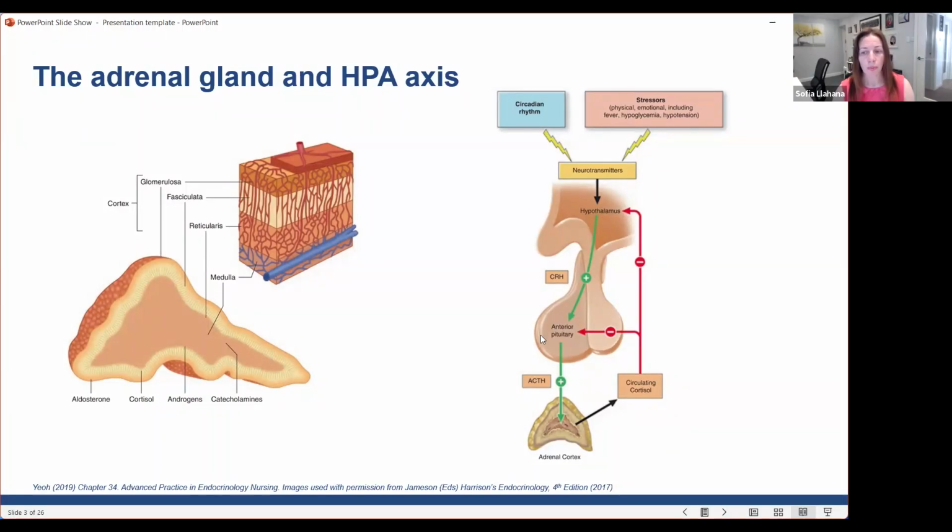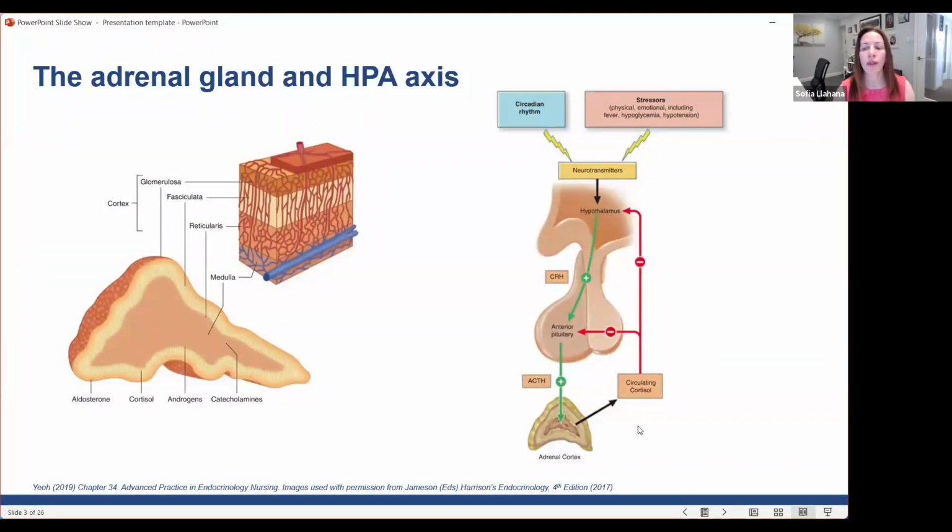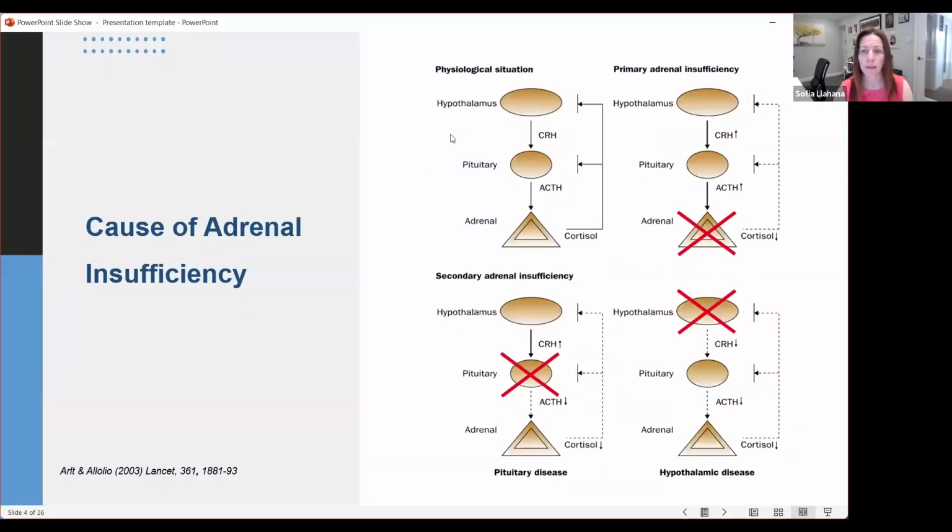If, however, there is a problem with the pituitary or the hypothalamus, there is no stimulation to the adrenal gland. So even though the adrenal gland is working well in theory, if there is no stimulation to it, then it doesn't produce cortisol. And that's what we call secondary adrenal insufficiency, when the problem arises in the hypothalamus or the pituitary. Effectively, the adrenal goes into atrophy, so it doesn't work because there is no pituitary and hypothalamic stimulation.